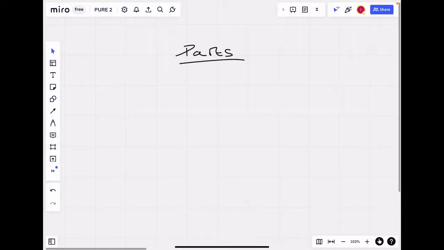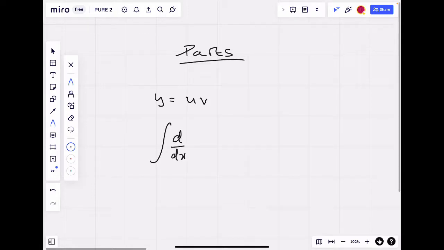If integration by substitution was similar to the chain rule, integration by parts is similar to the product rule. The product rule you used when y equals uv, right? So integration by parts is going to be the same. It's when inside your integral, you're going to have a function with uv on the inside.